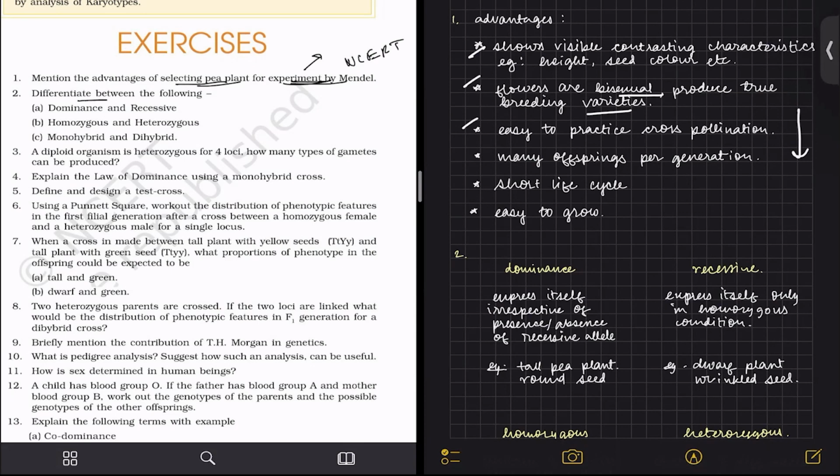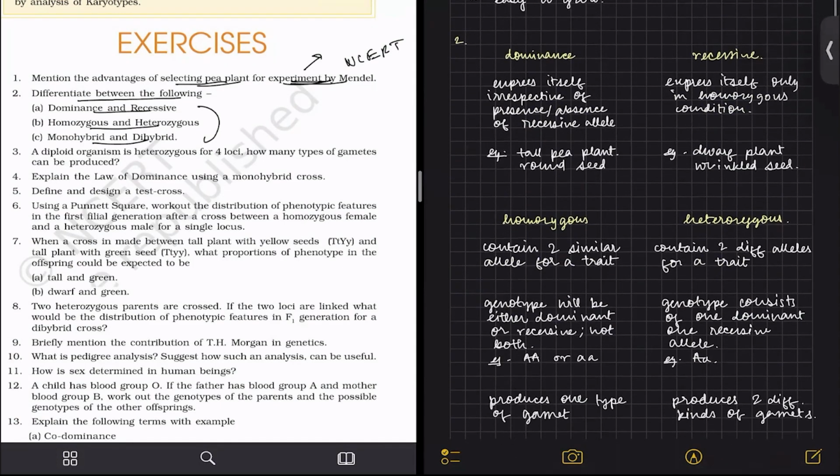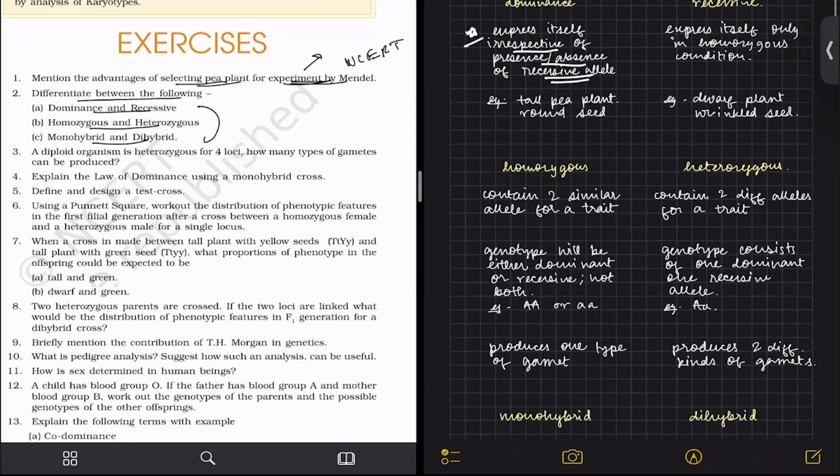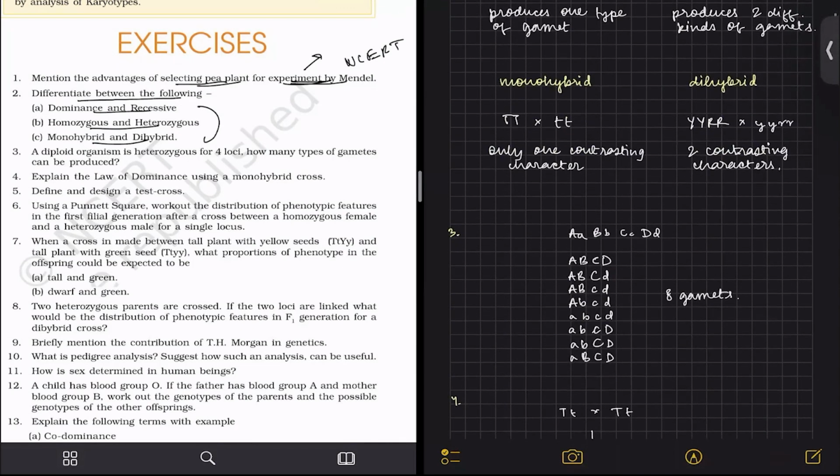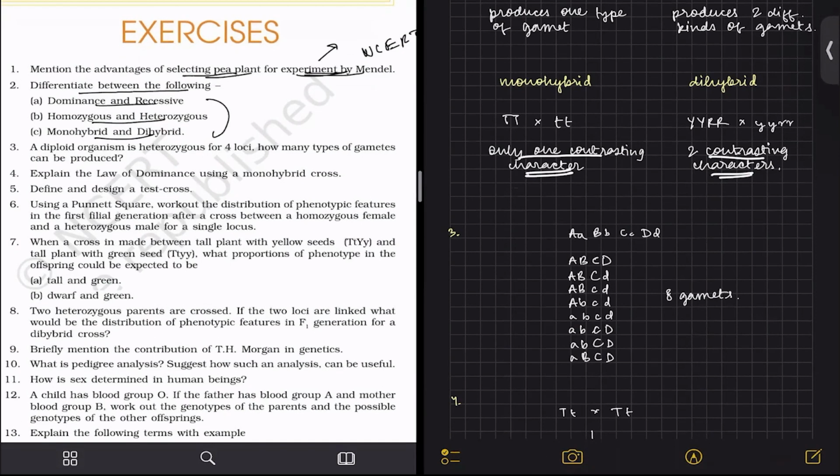Now differentiate between the following: dominance and recessive, homozygous and heterozygous, monohybrid and dihybrid. All of this was explained in the chapter, so you can read NCERT, and I have written it here too. As you can see, dominance expresses itself irrespective of the presence of the recessive allele, and in case of recessive, this does not happen. Homozygous means two similar alleles for a trait, and heterozygous means two different alleles for a trait. Monohybrid means that only one contrasting character is taken, while in dihybrid, two contrasting characters are taken while crossing.